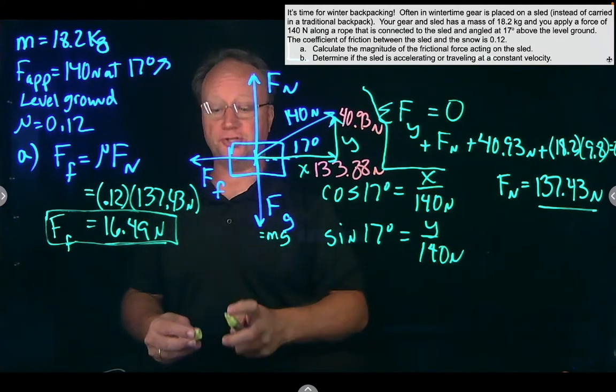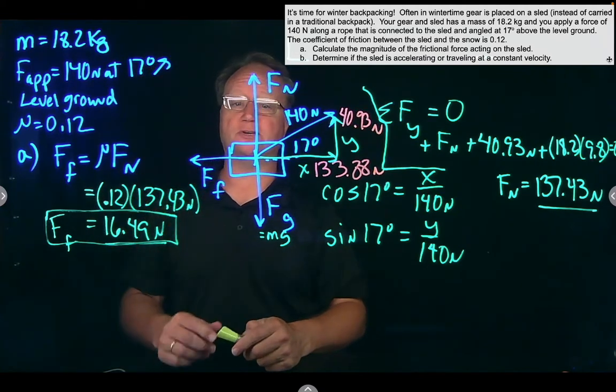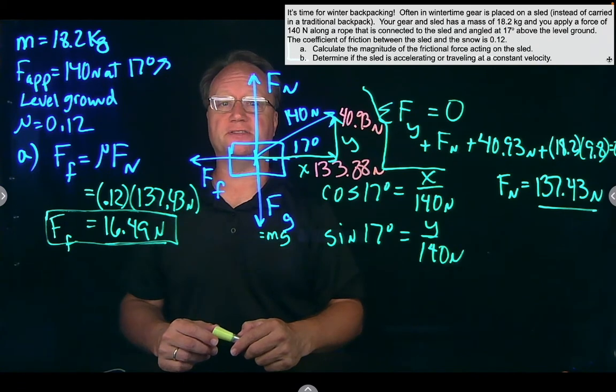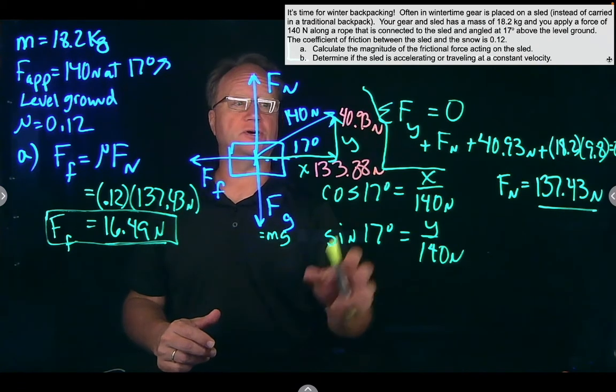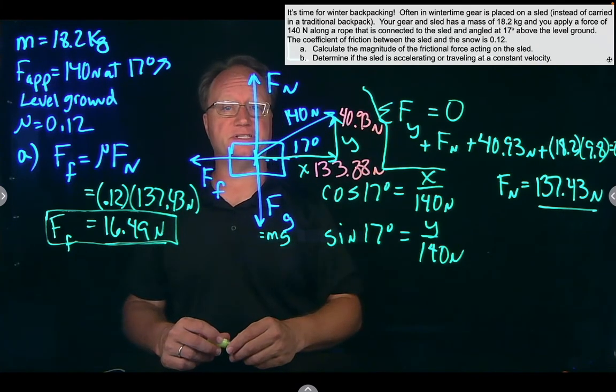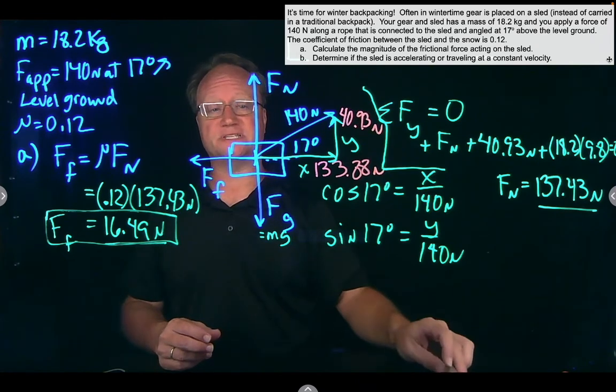Now, we were able to do that directly because we already had the coefficient. Sometimes when you're calculating the frictional force, you have to go through a Newton's second law equation instead. It really just depends on what's given.